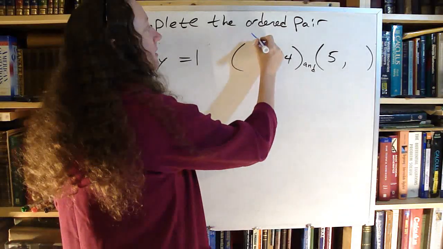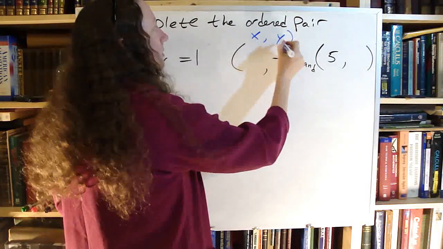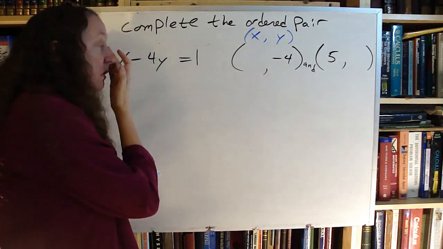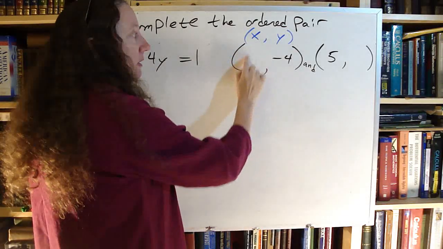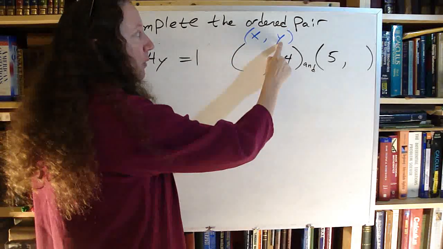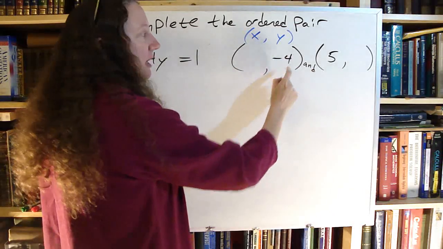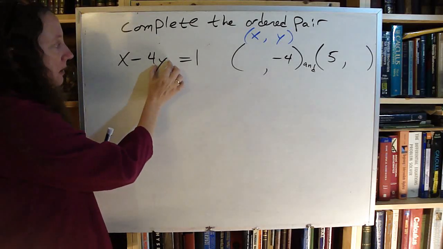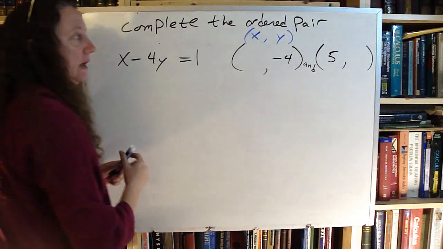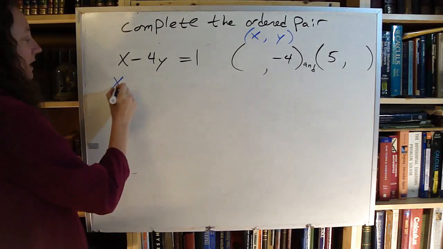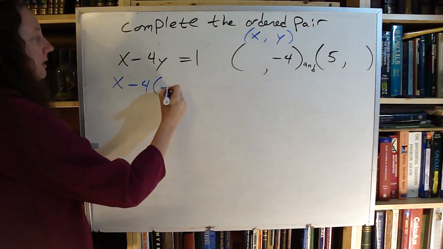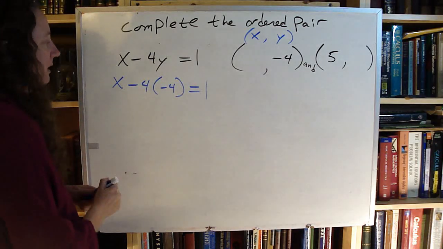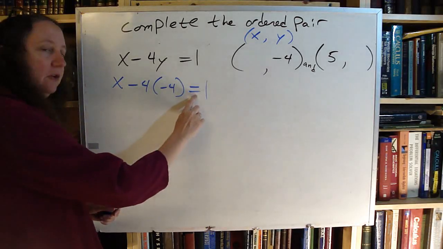So I need to remember my ordered pairs are always x comma y. So my x has the blank spot in it. My y is the negative 4. So my x is going to stay x, and my y is going to be replaced with negative 4. So x minus 4 times negative 4 equals 1. Because I have my letter here, I keep this as just an equal sign.